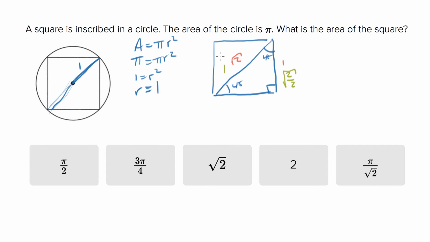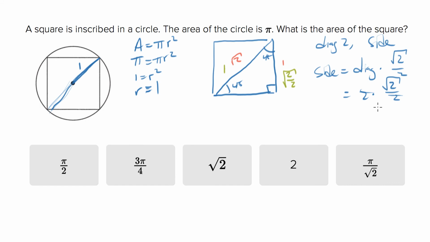So if I'm saying the diagonal is 2, right, and if the diagonal is 2, then the side is that multiplied by root 2 over 2. So the side is 2 times root 2 over 2, which equals root 2. The side has length root 2.